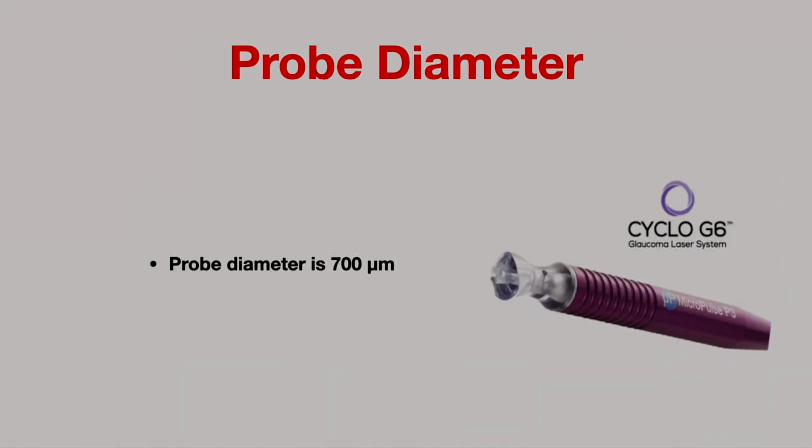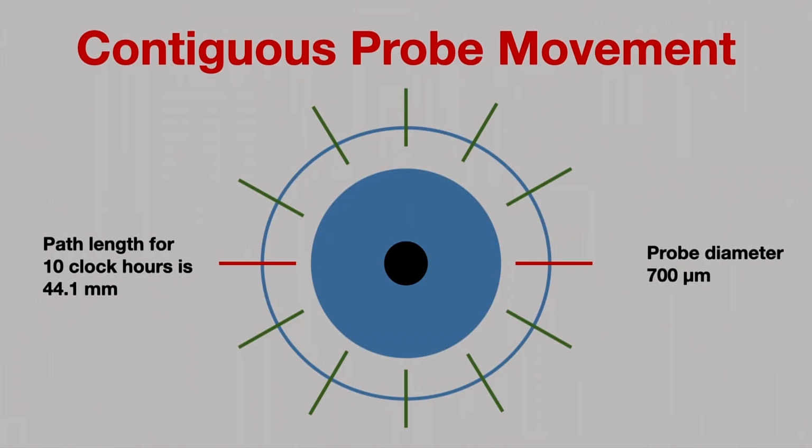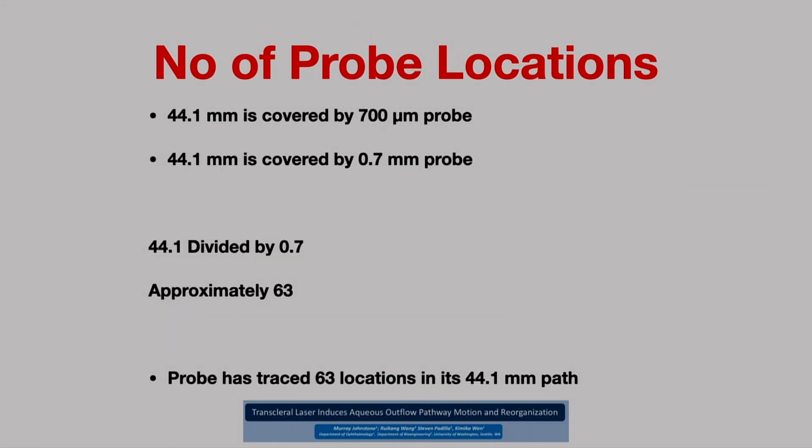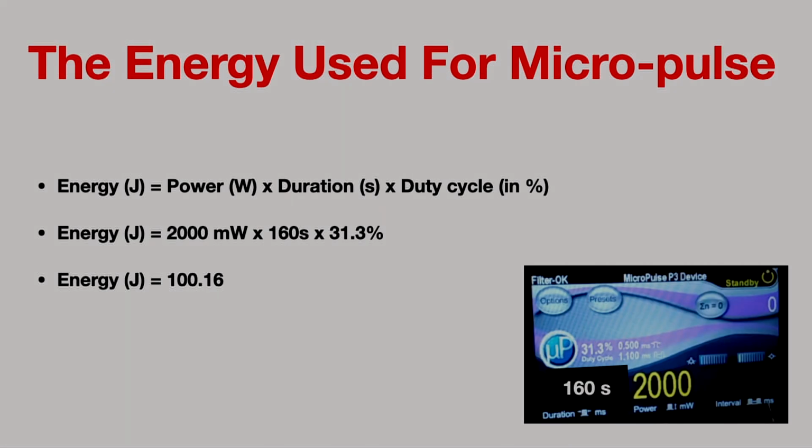The probe diameter is 700 micrometers. So if the 700 micrometer probe is going to traverse a path of 44.1 millimeters, this is what we get: 44.1 divided by 700 micrometers comes to 63 probe locations. So exactly 63 probe locations are what we are going to traverse, and it goes to physics, right?